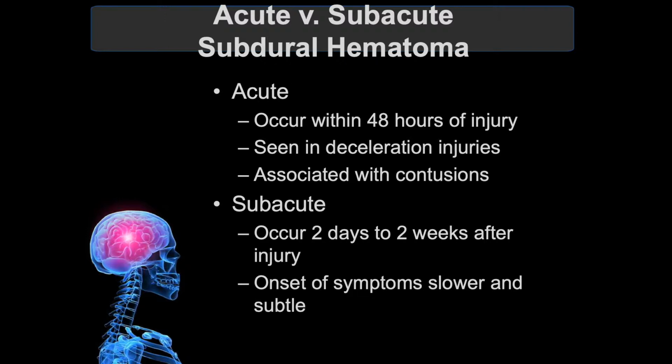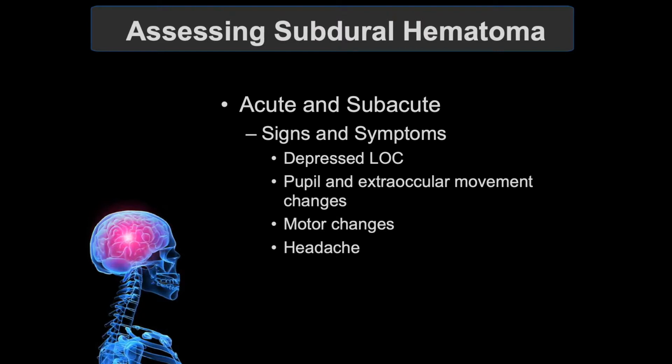A subacute subdural hematoma occurs within 2 days to 2 weeks after the injury, and in this case, the onset of symptoms is slower and more subtle. The onset of symptoms is later because of the normal compensatory mechanisms, which promote continuous brain function as the hematoma slowly grows. For both acute and subacute subdural hematoma, the nurse should look for signs and symptoms such as depressed or changed level of consciousness, pupil and extraocular movement changes, motor changes, and complaints of a headache.